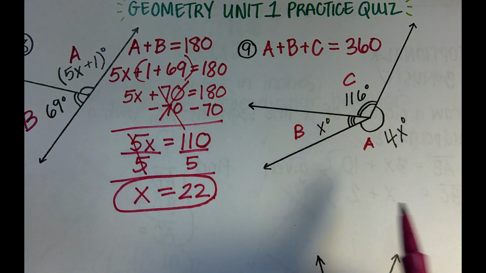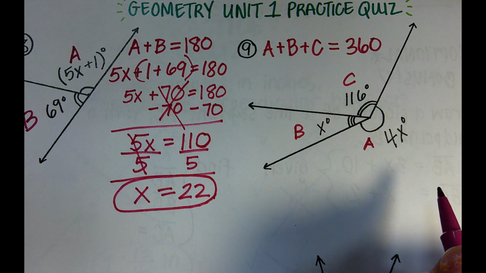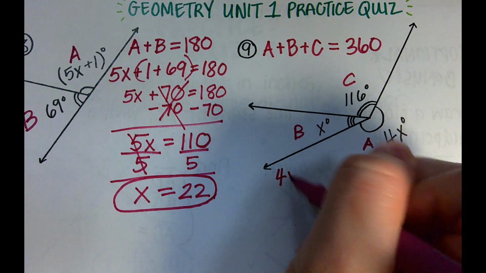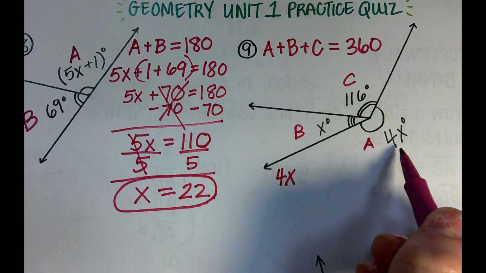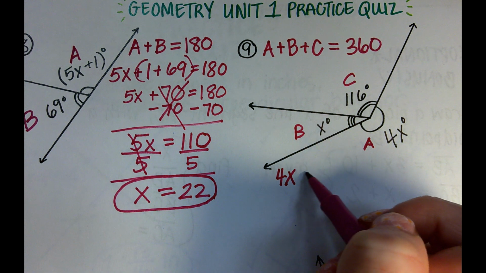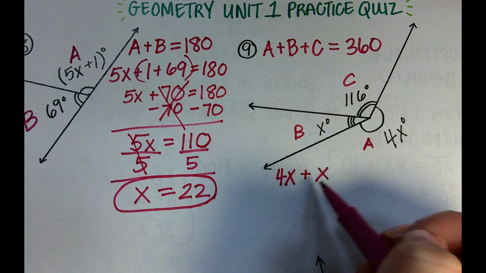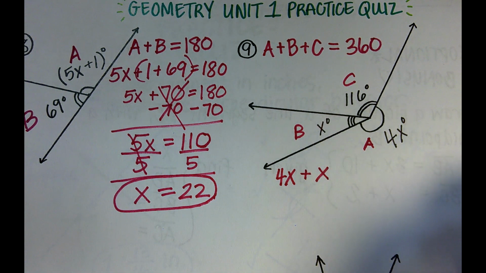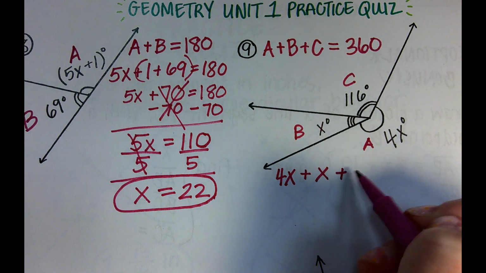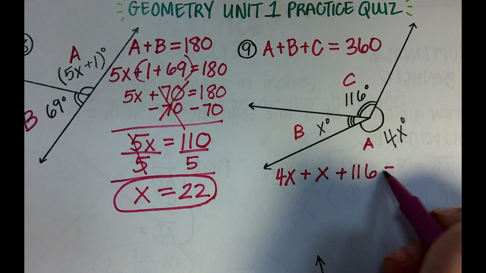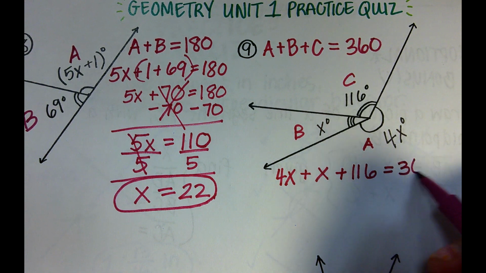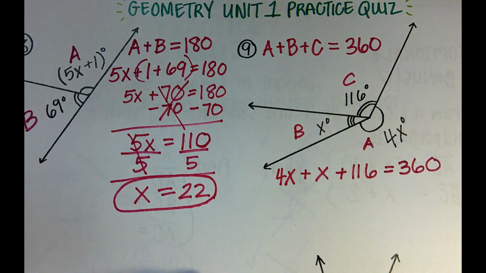Now what's my real equation going to be? 4x plus x. We can write x or we can write 1x, both are correct. Plus 116 equals 360. Perfect. 4x plus x plus 116 is 360.